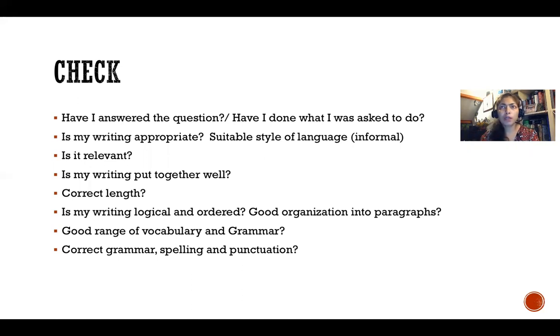Of course, what was funny in an ICSE paper is that you're not prescribed a word range. You're not asked to write so many words in a letter. So just remember to keep to the structure. You don't need to count the number of words here. Is my writing logical and ordered? So try and use linking words, however, moreover, firstly, secondly, things like that. But in an informal letter, you could use other linking words. Is your letter organized well, and do you have paragraphs in your letter? Have you used a good range of vocabulary and grammar? And have you used them accurately, spelling, punctuation, etc.?